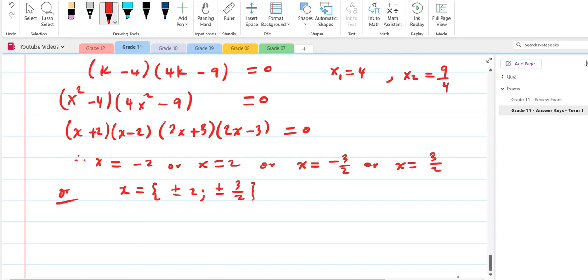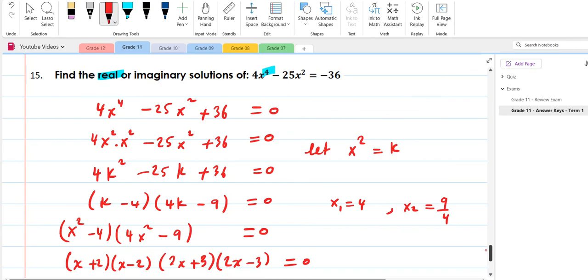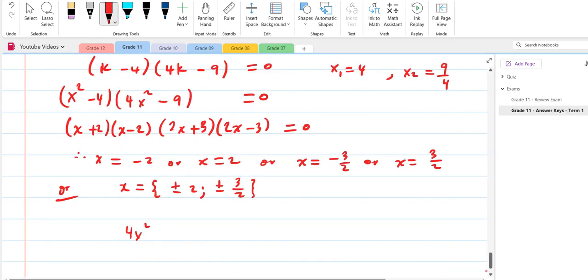Is there another way to solve this problem? Yes, there is another way to solve this problem, which is 4x to the power 4 minus 25x squared plus 36 is equal to 0. So we're saying 4x to the power 4 minus 36x squared minus 25x squared plus 36 is equal to 0.